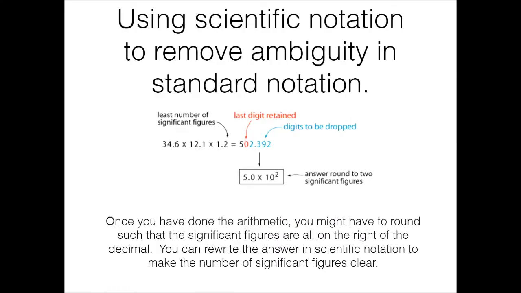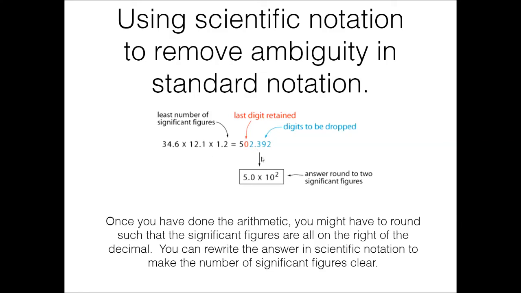Now, one last thing I want to show you about scientific notation is how it can be used to remove ambiguity in standard notation. Guys, look at these three numbers that I'm multiplying together. 34.6 times 12.1 times 1.2. The raw answer from the calculator would be 502.392. I can't have all those digits, guys, because one of my numbers has only two significant digits. That's the smallest amount. So I have to round this number to two significant digits. It would round down to 500 without a decimal.